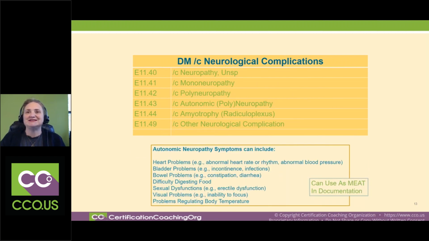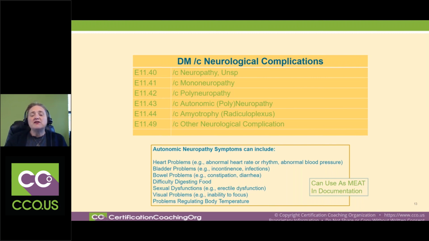Neurological complications, that's the one that ends up being the number one thing I see in my experience. And remember, neurological is the nervous system. Not just the brain itself, the central nervous system, it's the peripheral nervous system. So that 5th character is going to be a 0, which would be just neuropathy unspecified. 1 is mononeuropathy, 2 is polyneuropathy, 3 is autonomic polyneuropathy, 4 is amyotrophy, and 9 is other neurological complications.